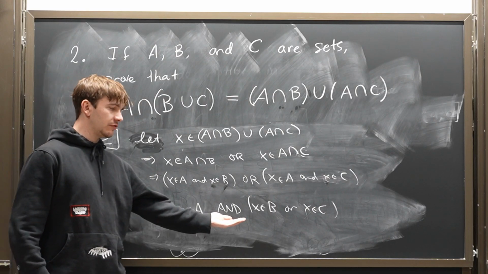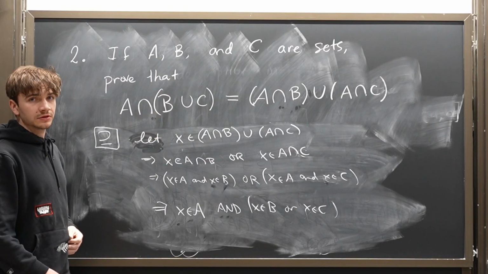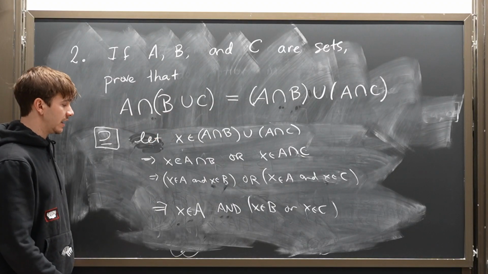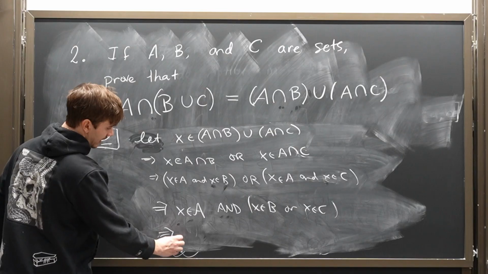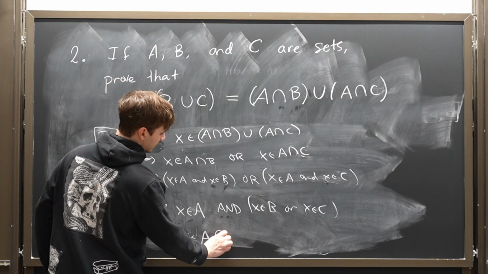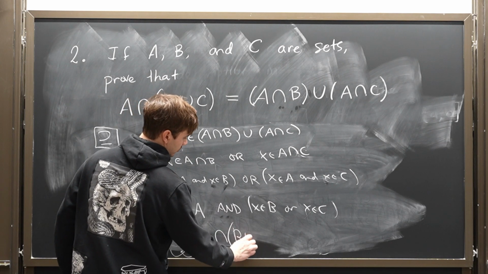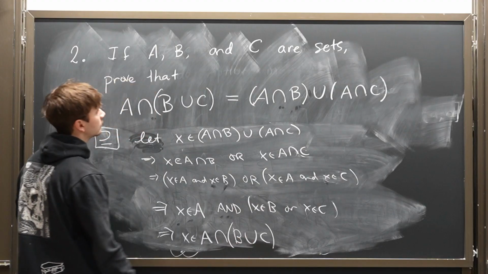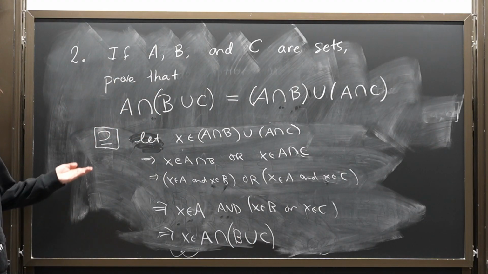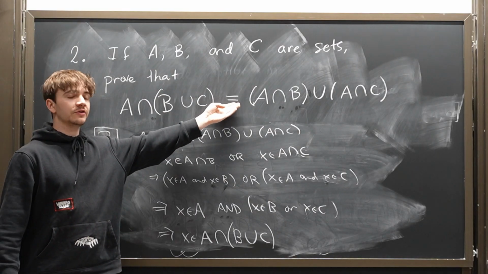And finally, if I replace these AND and OR symbols with set intersections and unions, this is telling me that x is in A intersect (B union C). Okay, so since we've proven both directions of the inclusion, we've proven this set theoretic equality.